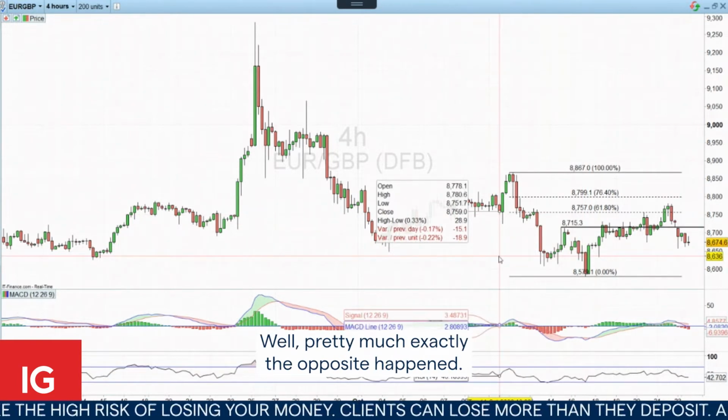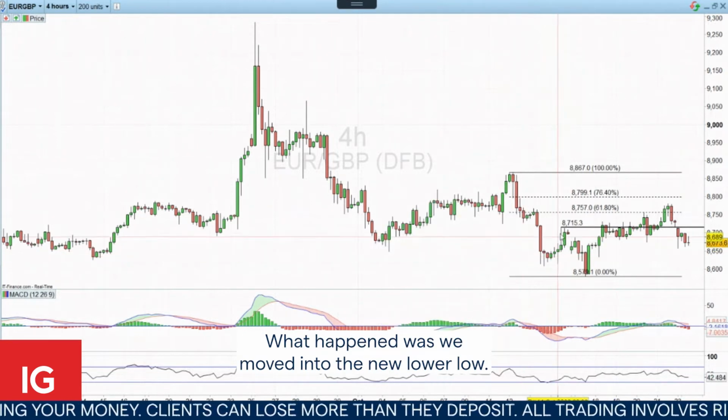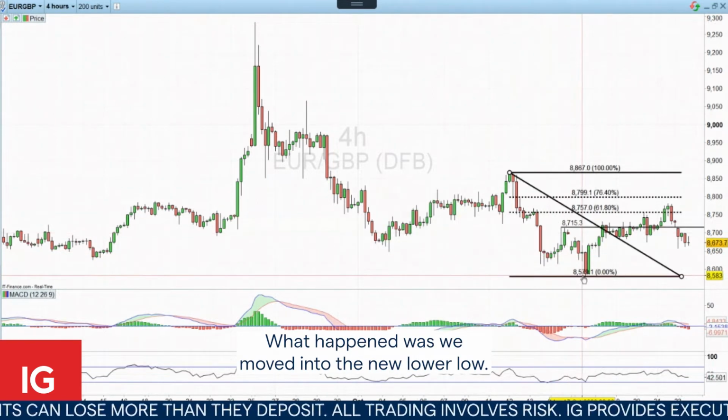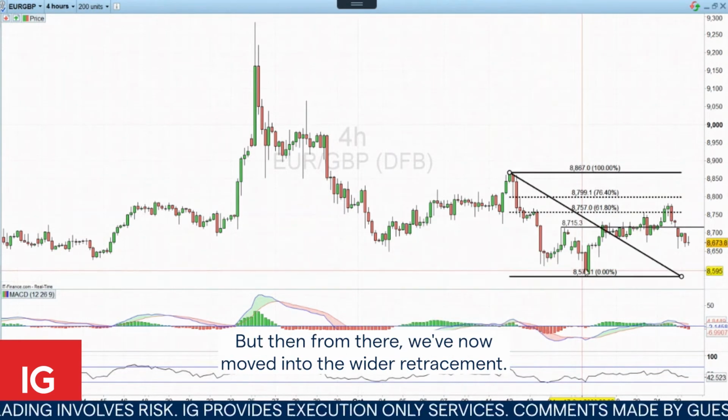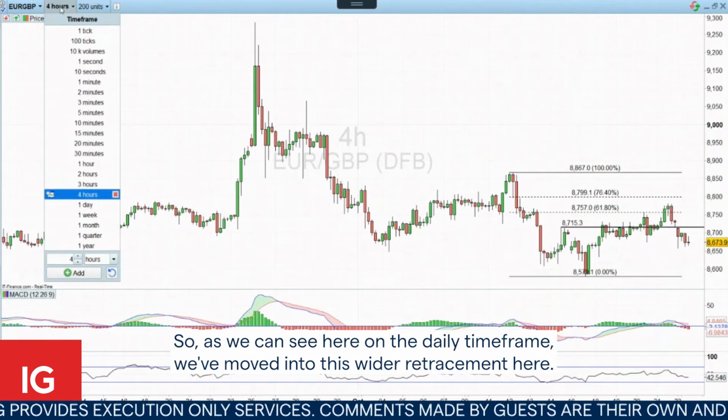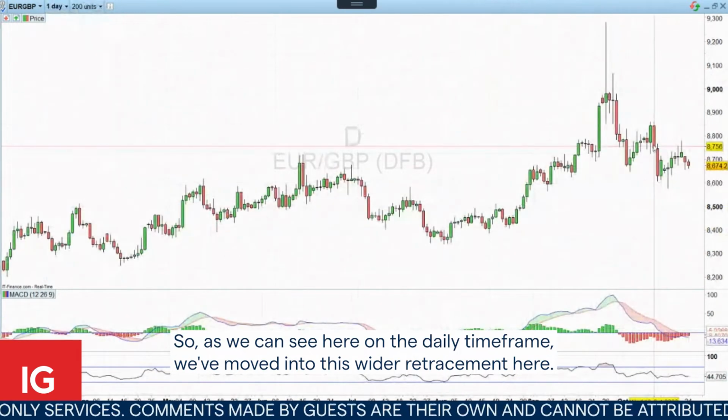Well, pretty much exactly the opposite happened. What happened was we moved into the new lower low. Okay, great, so it activated the trade. But then from there, we've now moved into the wider retracement. So as we can see here on the daily time frame, we've moved into this wider retracement here.